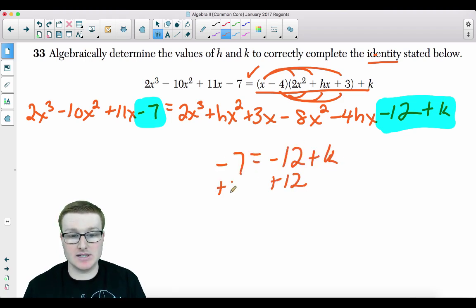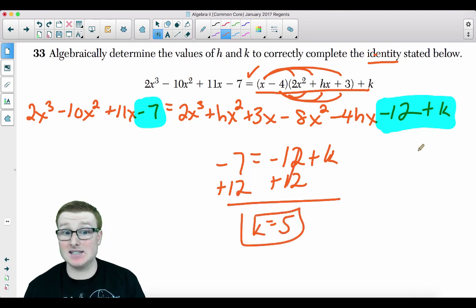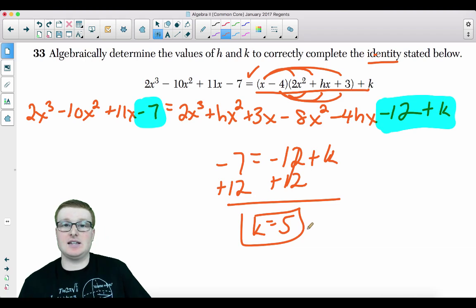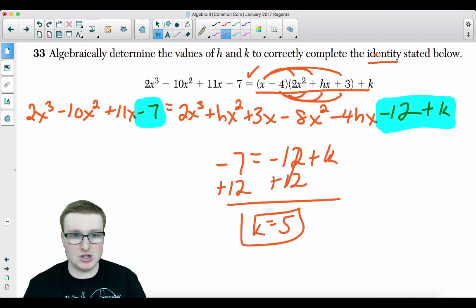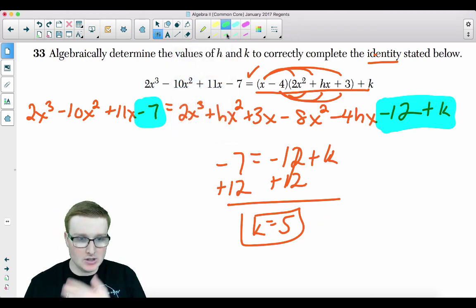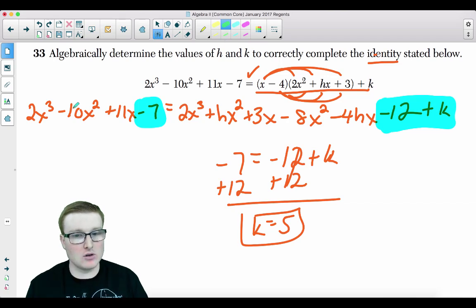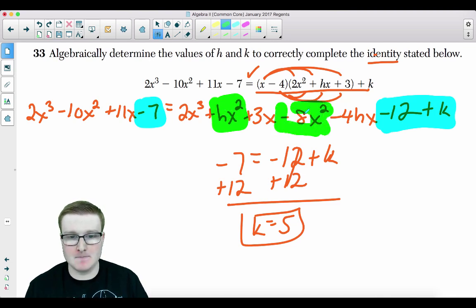Add that 12 on both sides. What does k have to be? K must equal the number 5, because k is a constant. So we just found our constant, k equals 5. Now let's find the value of h. So h is attached to a quadratic term over here. So we got a quadratic term, quadratic term, quadratic term.